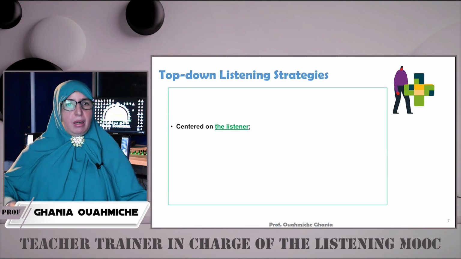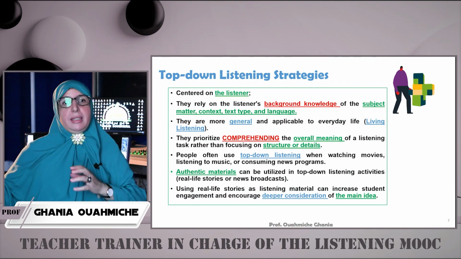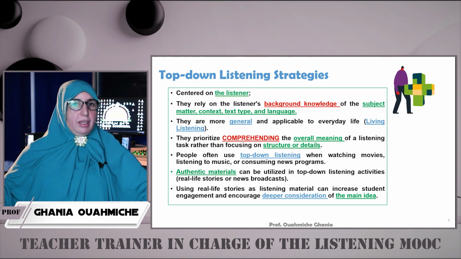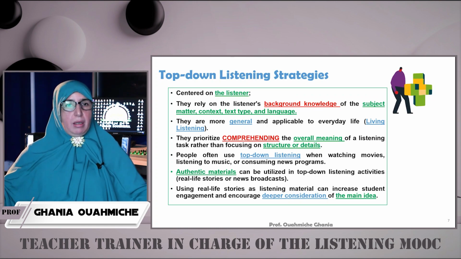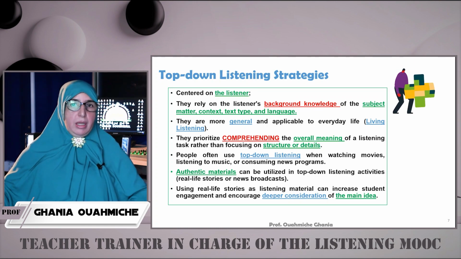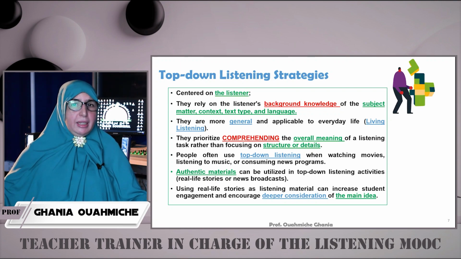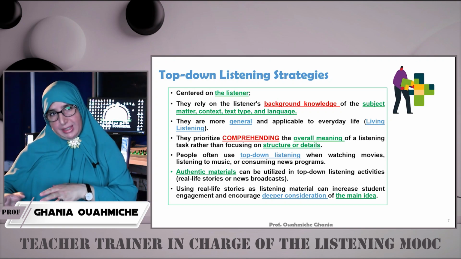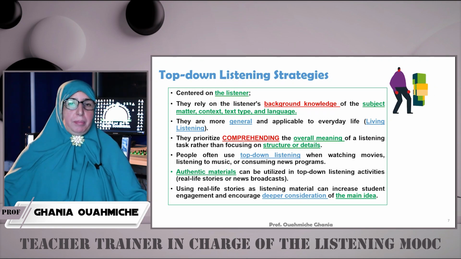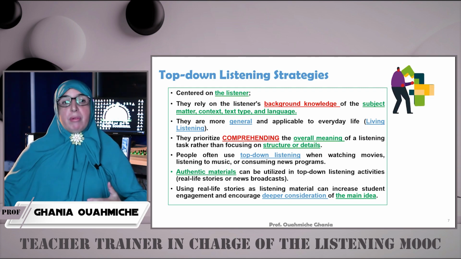Top-down listening strategies are centered on the listener. Now, these are some characteristics that will help you to understand these strategies better. They rely on the listener's background knowledge of the subject matter, context, text type, and language. They are more general and applicable to everyday life, what we call living listening. They prioritize comprehending the overall meaning of a listening task rather than focusing on structure or details. People often use top-down listening when watching movies, listening to music, or consuming news programs.